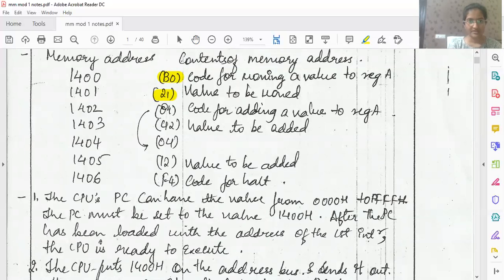This we know already. Then 04 is the opcode used in order to add any data to a particular register, the code for adding a value to register A. What is that value that we are adding? 42H. So this 42H will be added to 21H. Then next, add 04 is again the opcode used in order to add a particular value to a particular register. So 04 is the opcode. What data are we adding? We are adding 12H.